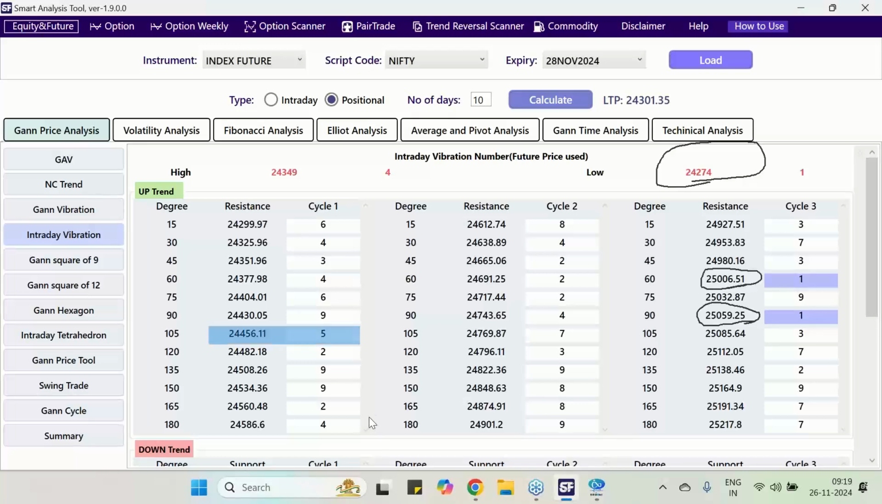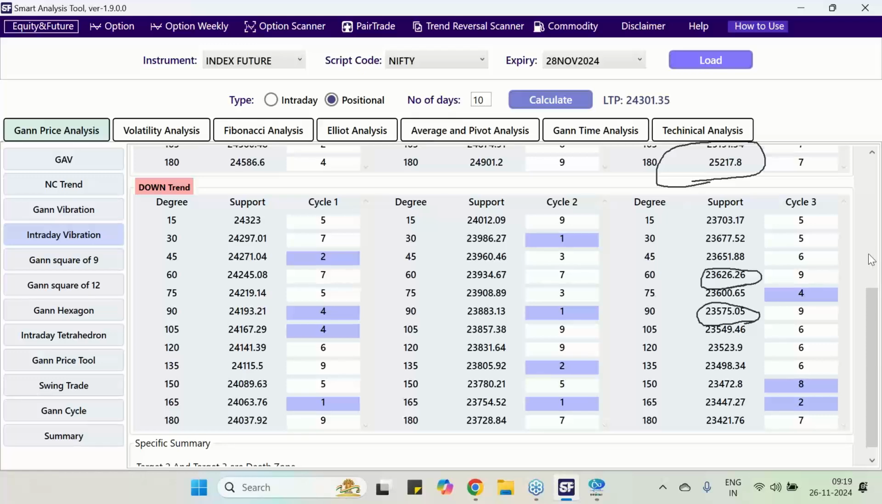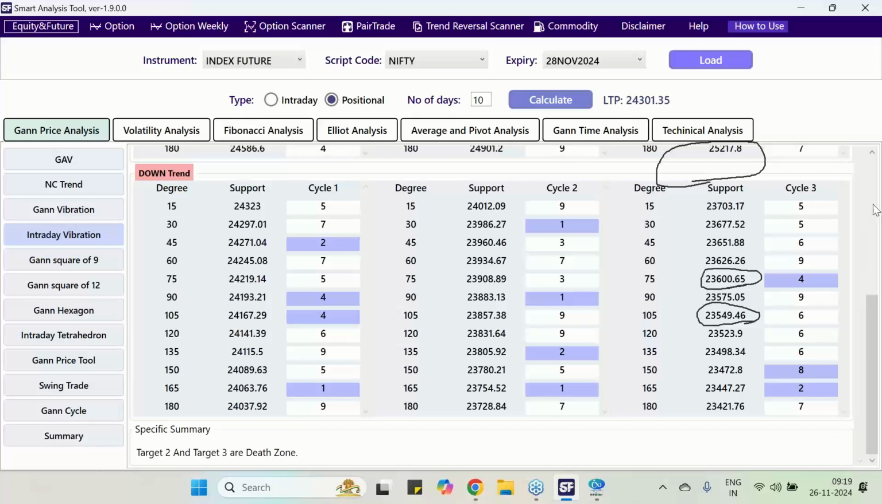So one high is being created. Let us go to the lower side, the downtrend, which has its own vibrations. You have a bounce back from 24,274. It is telling that if the downtrend starts, you will find 24,271 as a support. If that breaks, 24,193 will be a support. Then 24,167 will be a support. And if that breaks, then 24,164 will be a support.